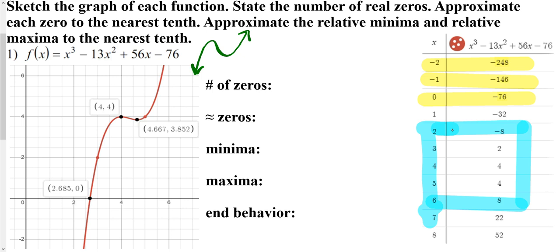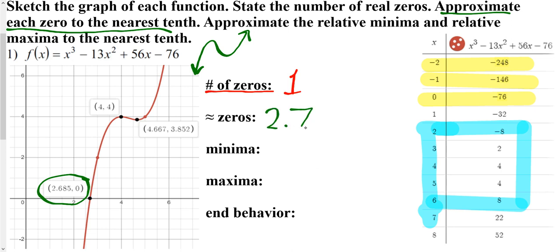Now, the number of zeros that it's talking about is how many times you cross the x-axis. You can see you cross it only once. Now, we also need to state the approximation of the zero. Well, that would be this right here, but it says to the nearest tenth, so I'm going to go 2.7.